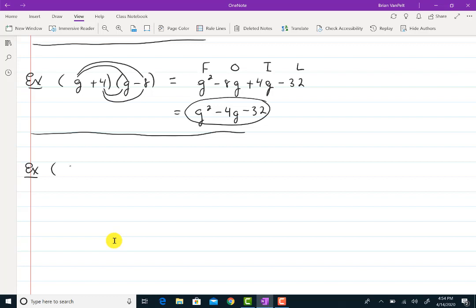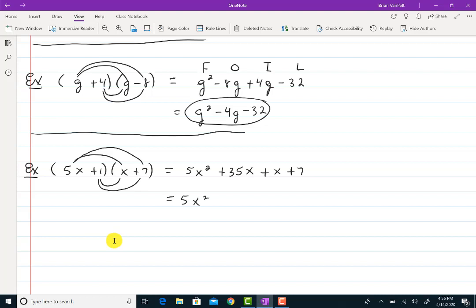Let's see, for the next one I have 5x plus 1 times x plus 7. Multiply out. Let me start with my F. 5x times x is 5x squared. And then I'll have my outer. 5x times 7 is plus 35x. Then I'll have my inner, which is 1 times x, that's just x. And then finally my last is 1 times 7, which will just be positive 7. Simplify, 5x squared plus 36x plus 7.